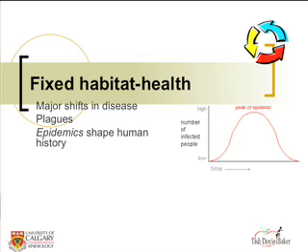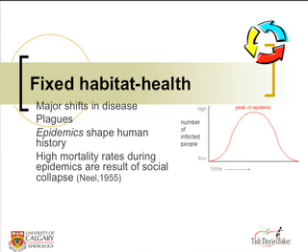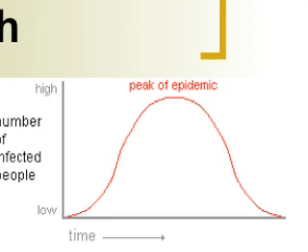A fixed habitat changes a lot of things in our life. In fact, it impacts health quite dramatically. When we think about major shifts in disease, a lot of those come from when a plague comes about, and that plague then changes the population. An epidemic basically shapes human history. If we look at the graph down here, we can see that this isn't a very big peak, but typically we see epidemics with a sharp peak. Starting off with low disease or low morbidity, eventually we have high mortality, or a high death rate. And when that happens, it changes the history of what's going on.